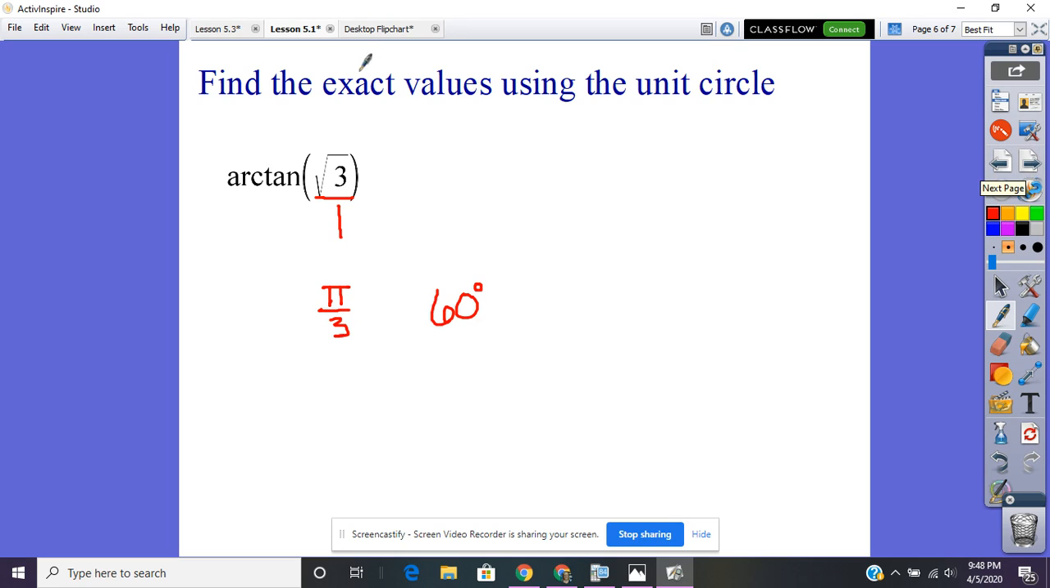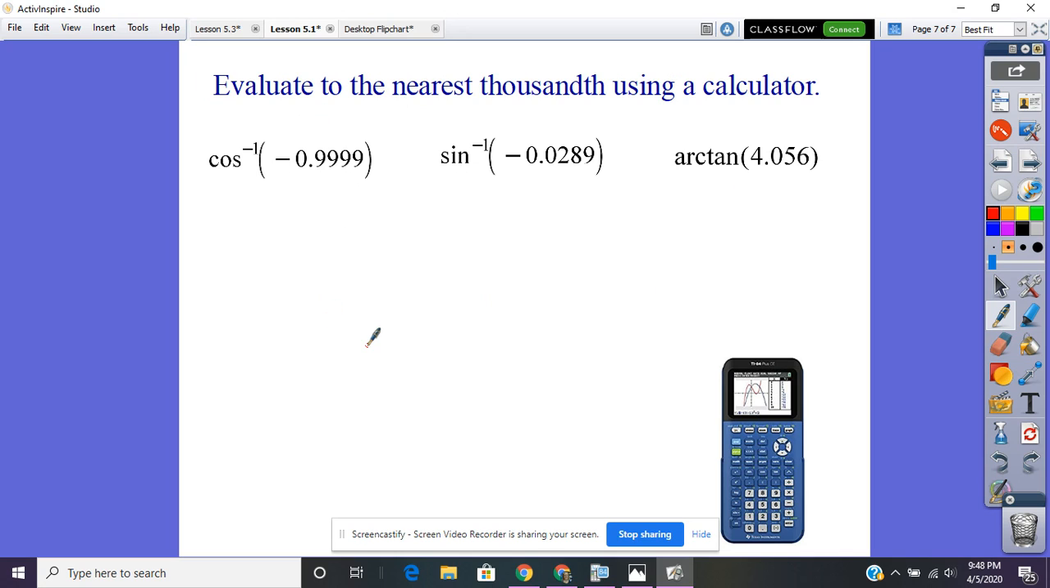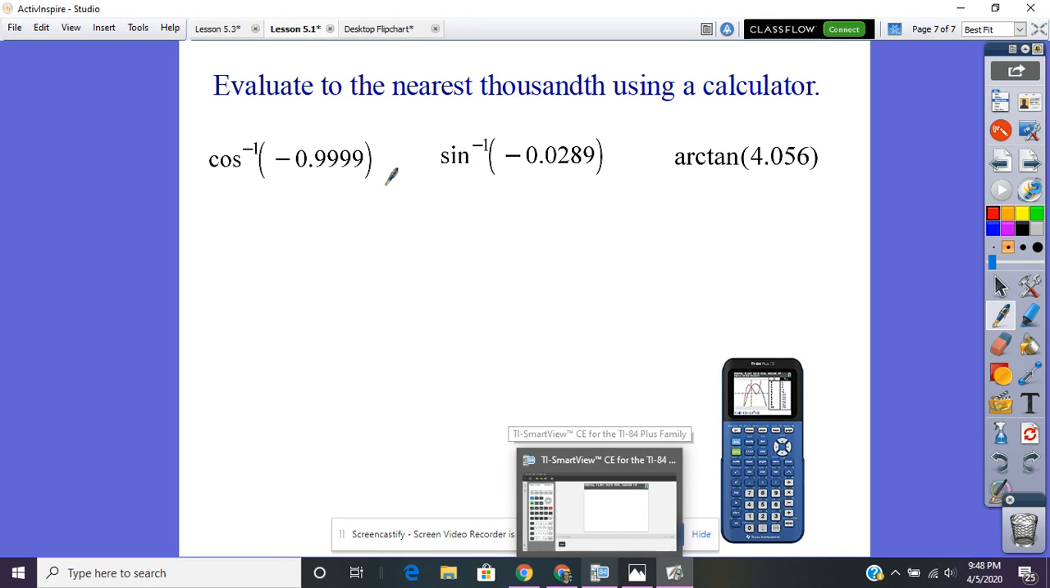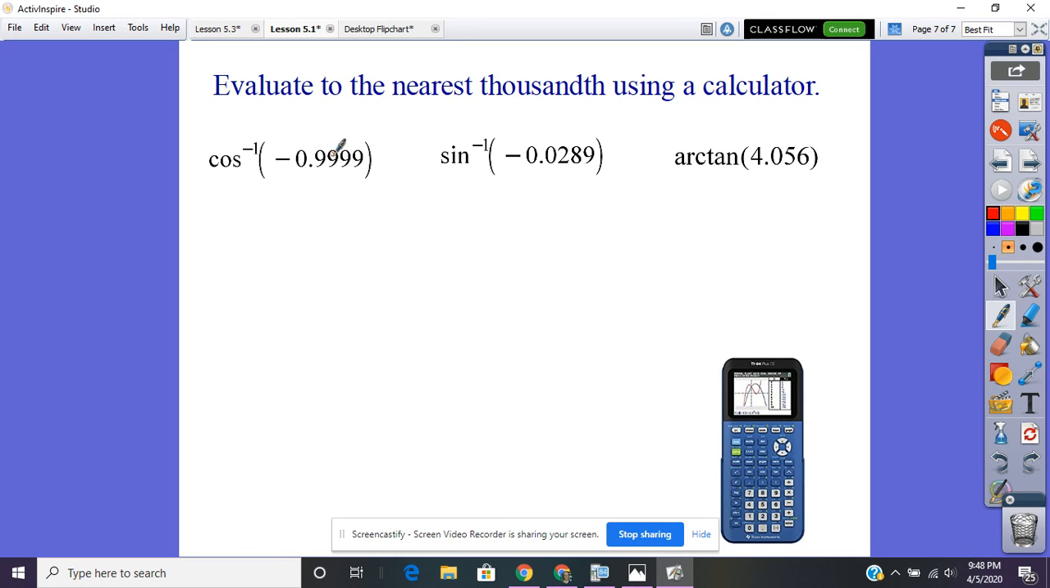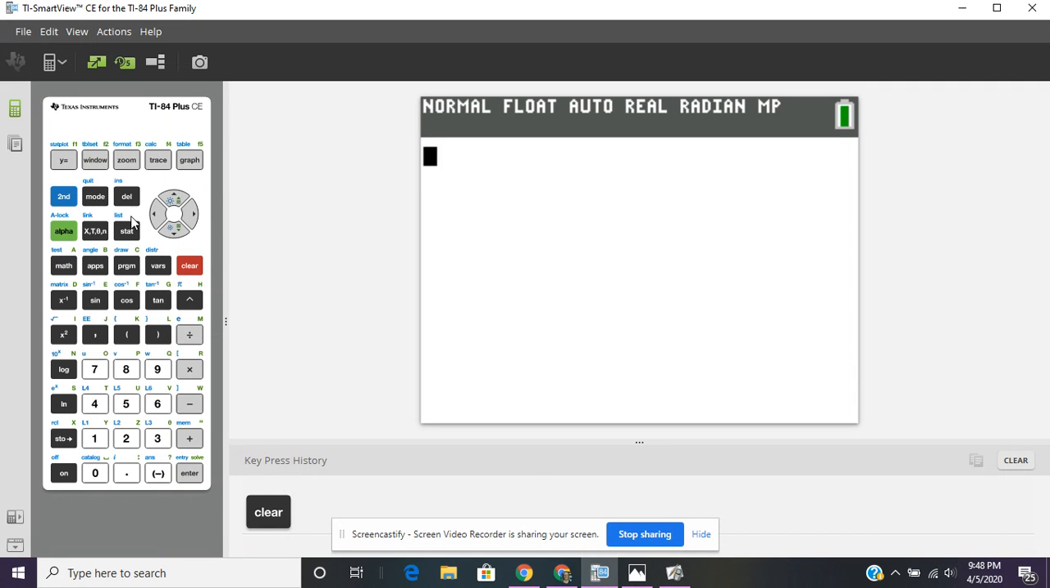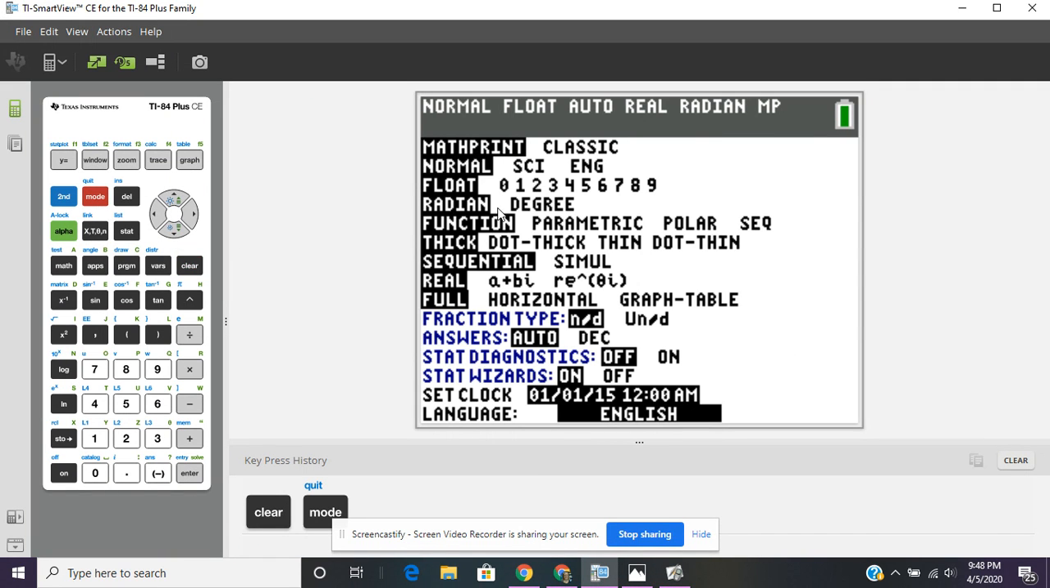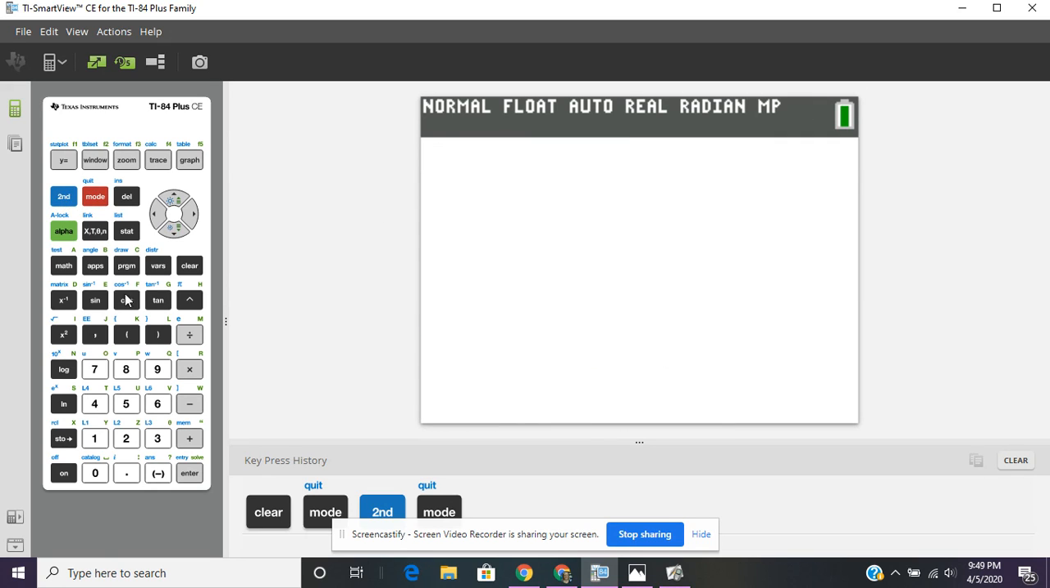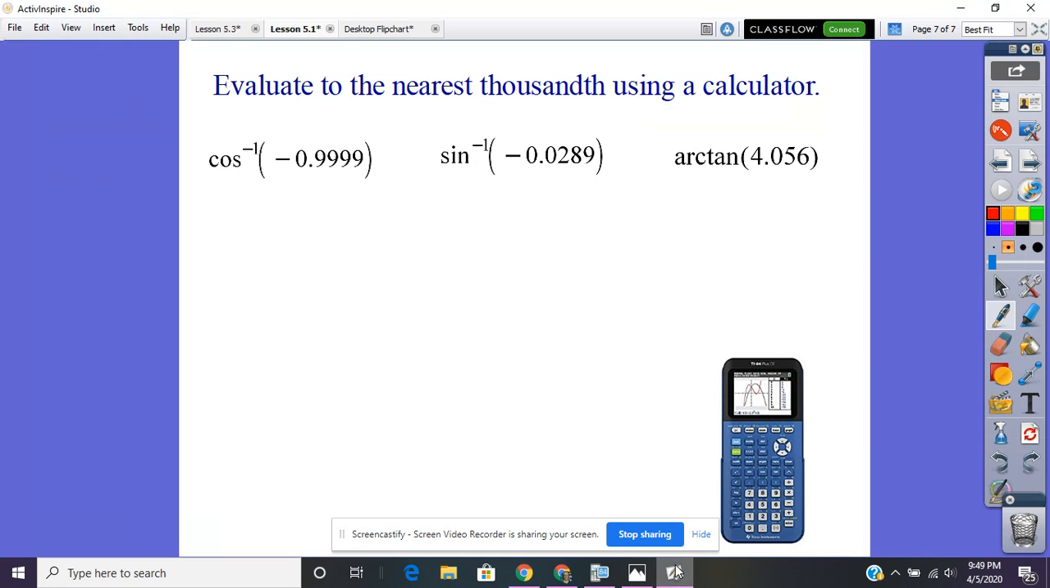Now, the last thing, that's if you're finding exact values. What happens if you need to find them in the calculator? This all depends on what mode your calculator is in. So cosine inverse of -0.49 basically. We're going to come down here to the calculator. If you click mode, you can see what mode you're in. Right now I'm in radians. So to find your inverse functions, and what was I trying to find?